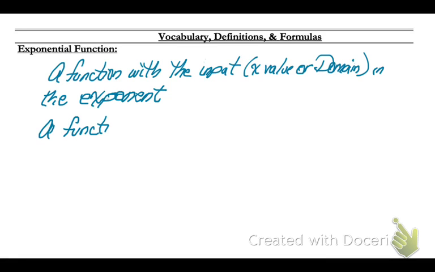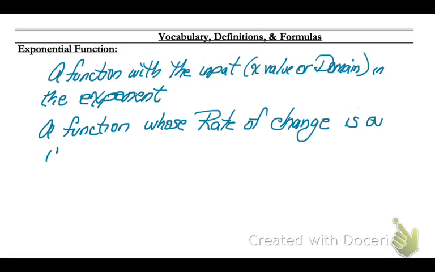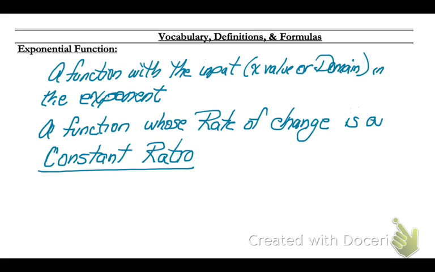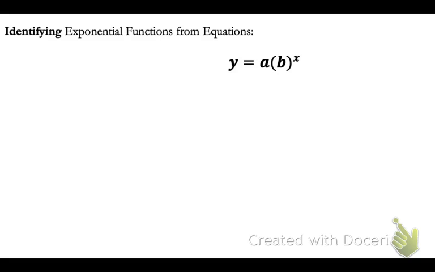In linear, we had a constant rate of change by adding or subtracting the same each time. Well, in an exponential function, the rate of change is a constant ratio. That means we are going to be multiplying or dividing the same thing each time. Okay, so the standard form of an exponential function looks like this: y equals a times b raised to the x.